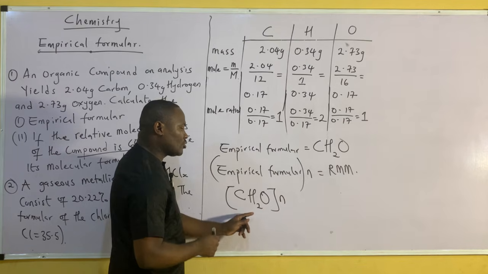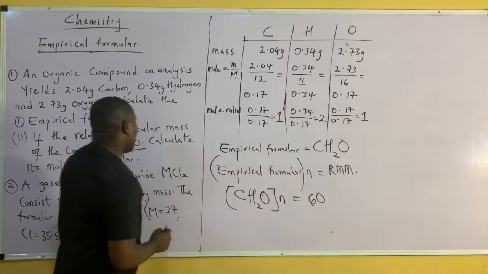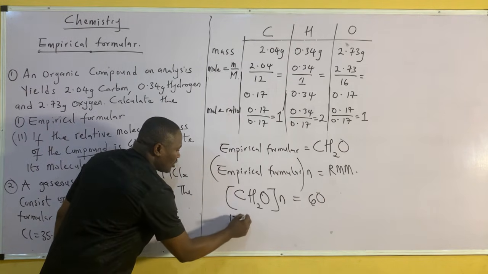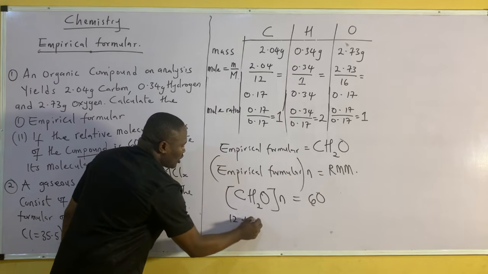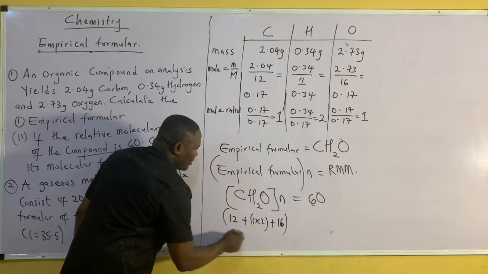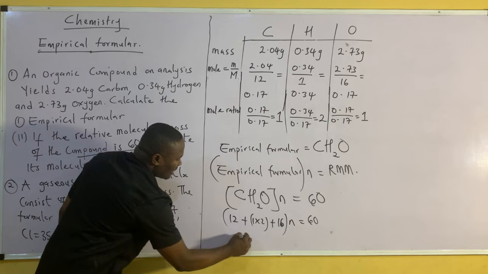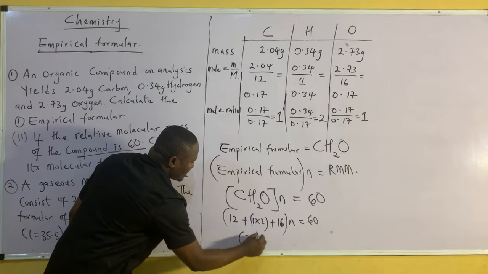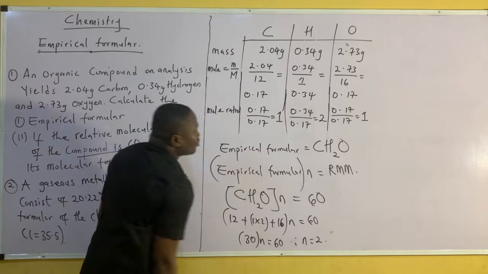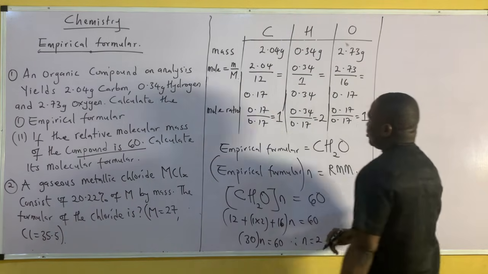So CH2O bracket N will be equal to 60 as given in the question. What is C? C is 12 plus H, 1 times 2, plus 16, all in bracket N equals 60. If you add this up, you have 30 bracket N equals 60. Therefore, N equals 2.